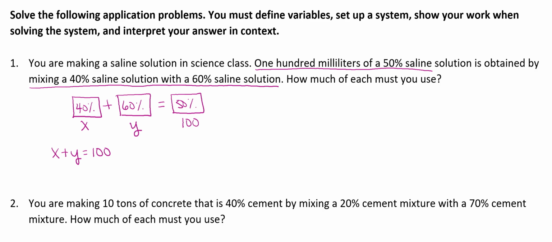And then we would do 40% times x, which would be 0.4x, plus 60% times y, which is 0.6y, equals 50% of 100, which is 50. So that is how number 1 is set up. Now all you need to do is solve either using elimination or substitution, and then answer the question, how much of each must you use?